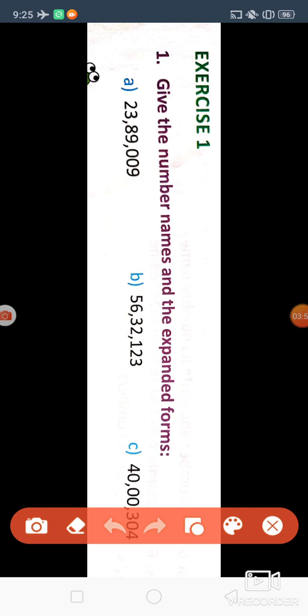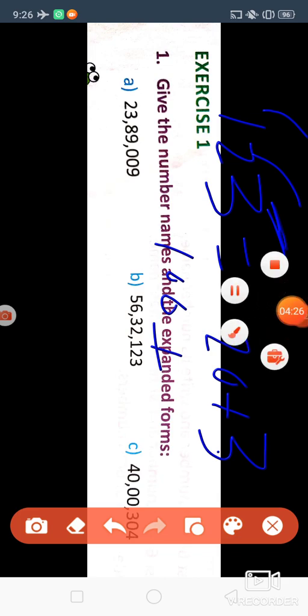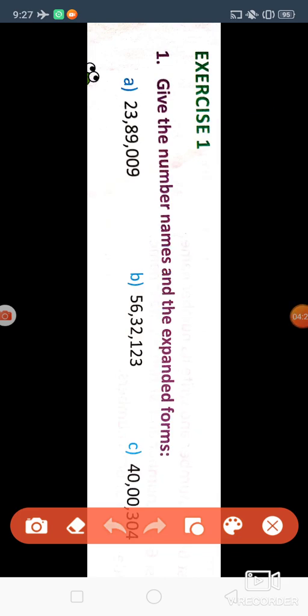Now suppose 123 we have to write in expanded form. So how we'll write? This 3 is on ones place, so we'll write 3. Then this 2 is on tens place, so 2 into 10, how much will get? 20, isn't it? And 1 is on 100 place, so 1 into 100 will get 100. So 100 plus 20 plus 3. So there is another way to write in expanded form.